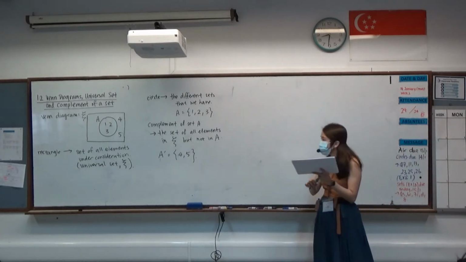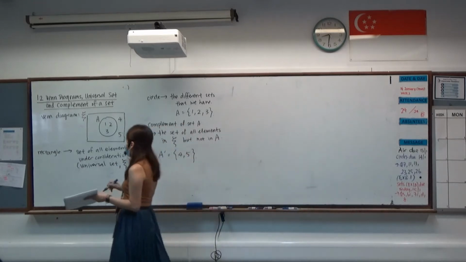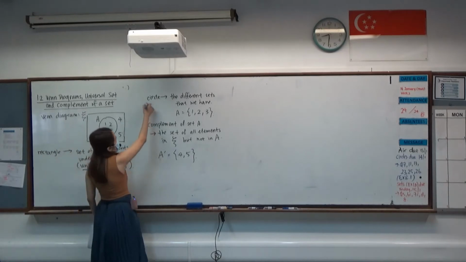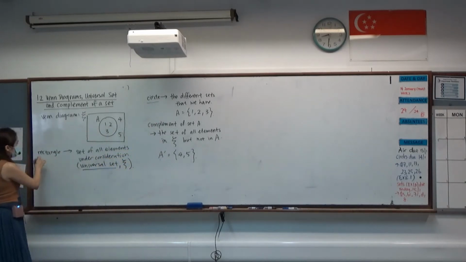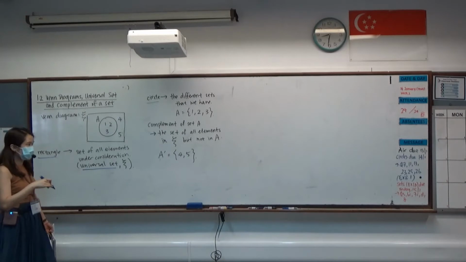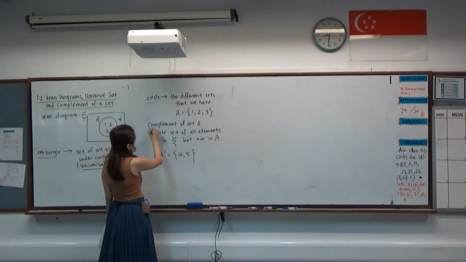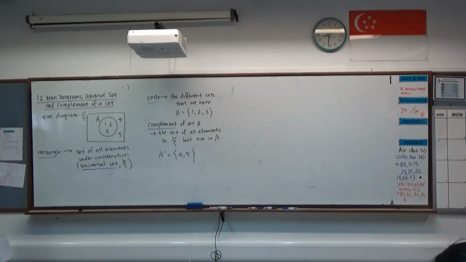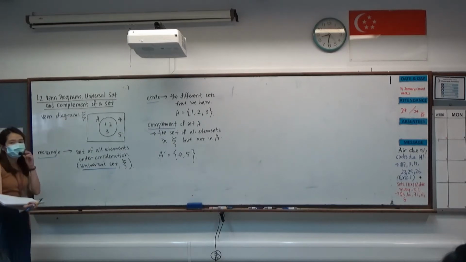So with this, what I'm trying to say is that I need to introduce to you a universal set, how we use circles and also a rectangle to draw our Venn diagrams, and also the complement, which is the set of all the elements that are not in A. Any questions up to here? Questions?